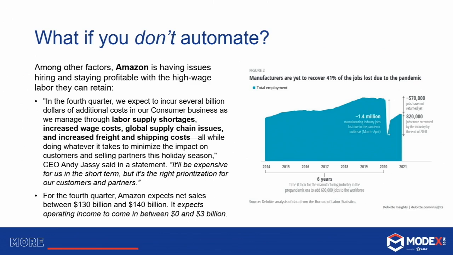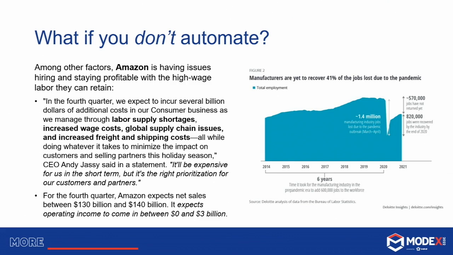And if you take a look at the numbers related to the fulfillment and the online shopping business, the US segment recorded $206 million in operating losses, and the international side lost $1.6 billion. So Amazon is basically saying, look, it's expensive for us in the short term, but it's the right prioritization for our customers and partners. And what they mean by that is they're investing in people.